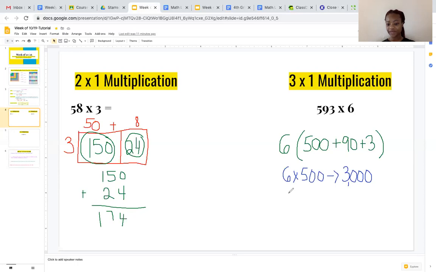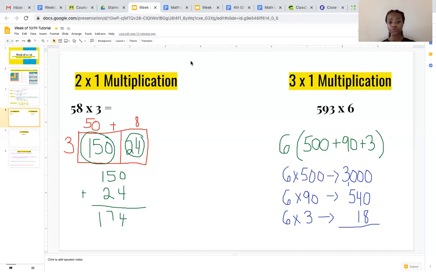And then we have 6 times 90, which gives us 540, right? And those basic multiplication facts help us a lot, because we can just do 6 times 9, which is 54, and then add this 0. And finally, 6 times 3 gives us 18. So here's the 1 in the tens place, the 8 in the ones place.